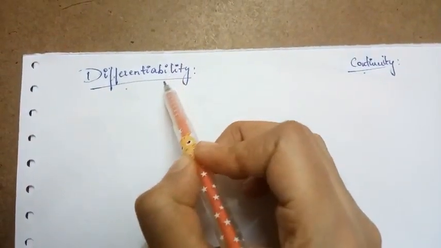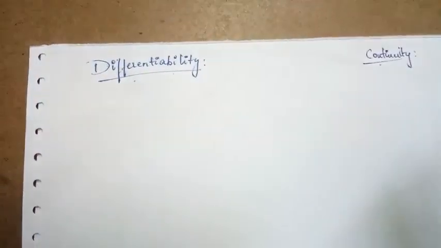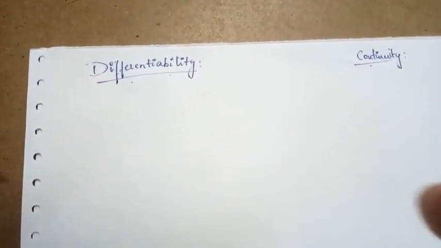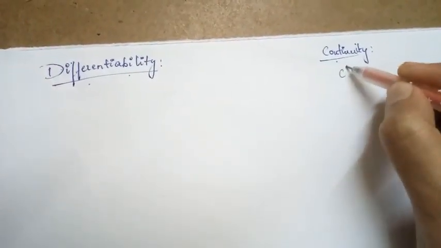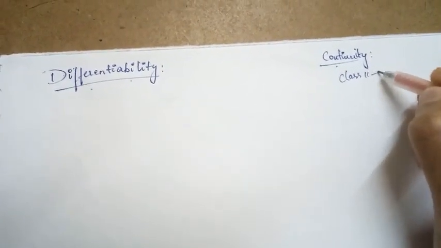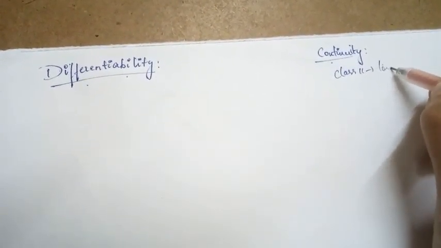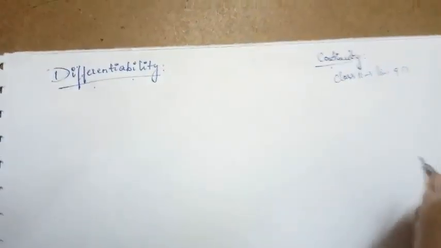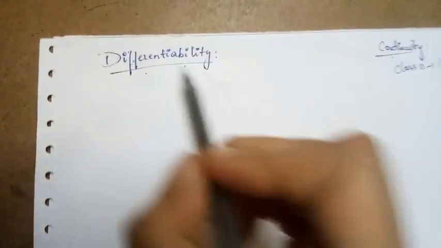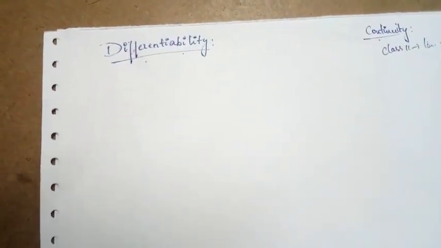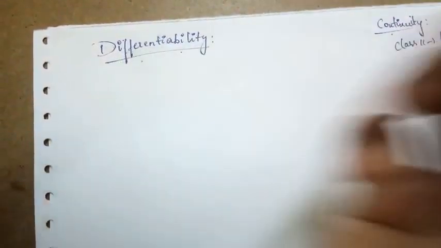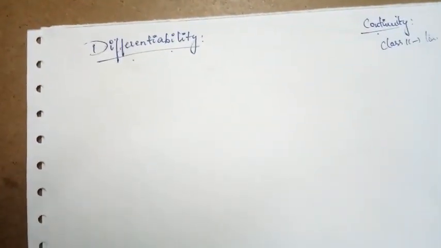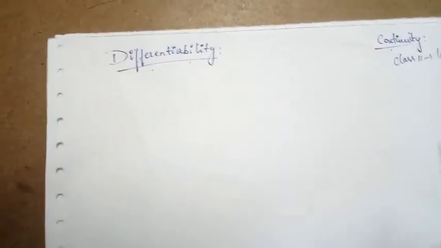We have already come across the basics of differentiation or differentiability in class 11th, in the chapter on limits and derivatives. In that chapter we covered some of the basic concepts regarding differentiability. So now let us start with the basic thing, that is the definition. What is the definition of differentiation or differentiability?